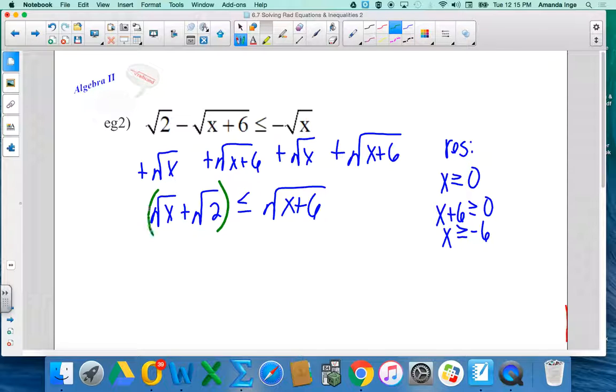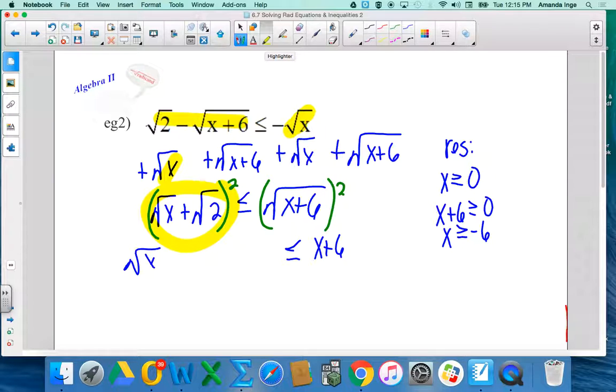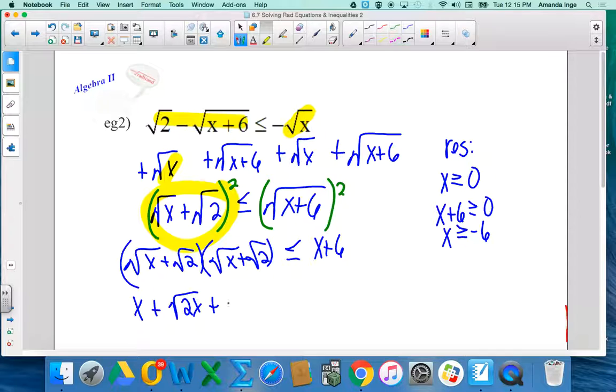So once again, we have to square both sides. And I moved this to the other side of the equation because I thought it would be easier to square that than it would be to square this. Okay? So when we square the left-hand side of the equation, we get x plus 6. So once again, we have to FOIL this. And when we do, the square root of x times the square root of x is x, plus square root of 2x plus square root of 2x. Square root of 2 times the square root of 2 is 2.